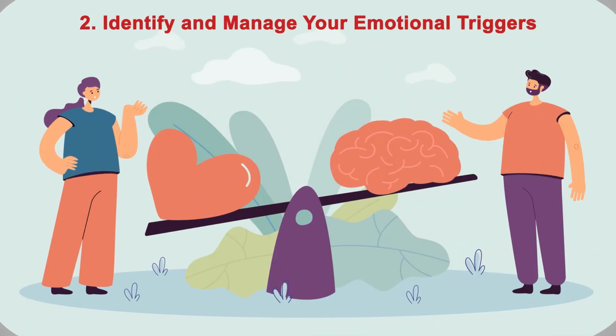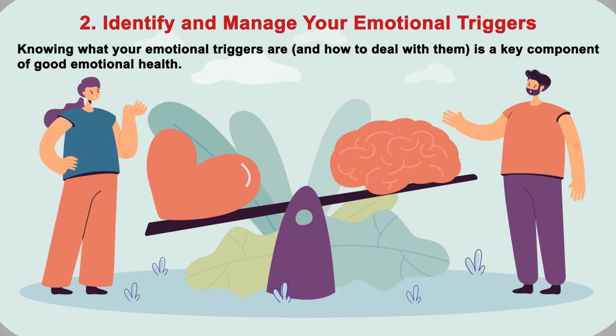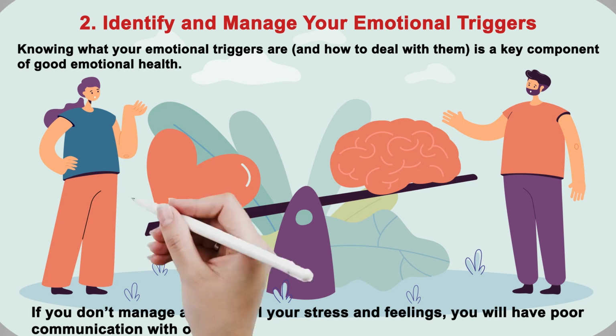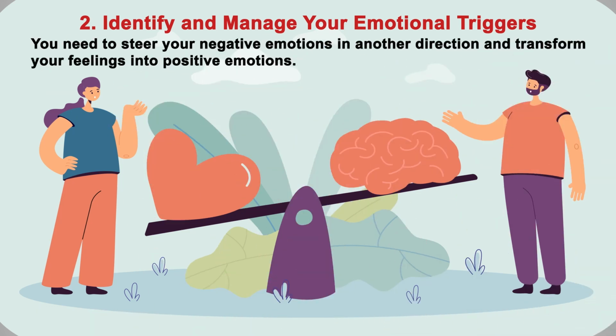2. Identify and manage your emotional triggers. Knowing what your emotional triggers are and how to deal with them is a key component of good emotional health. If you don't manage and control your stress and feelings, you will have poor communication with others. You need to steer your negative emotions in another direction and transform your feelings into positive emotions.